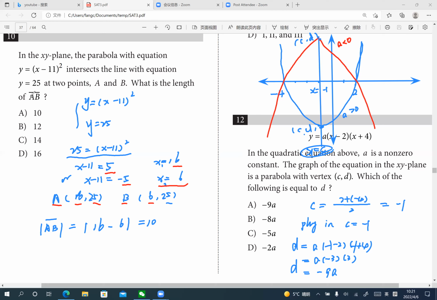What is the length of line segment AB? Because the y coordinates of the points A and B are the same, it is very easy to find the length of line segment AB. We just need to find the difference of their x coordinates. So it is 16 minus 6, which is 10. So question 10, we should choose option A.